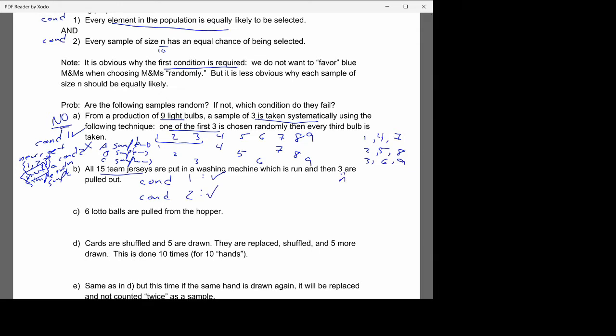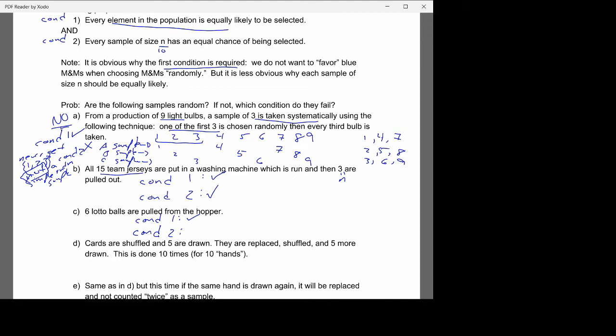6 lotto balls. So let's think about the conditions there. Is every lotto number equally likely? We're going to say yes. There are some people who try to use techniques that don't assume that, but I'm not sure about that. So every ball is as likely as any other ball, but is every group of 6, so in this case n is 6, equally likely?